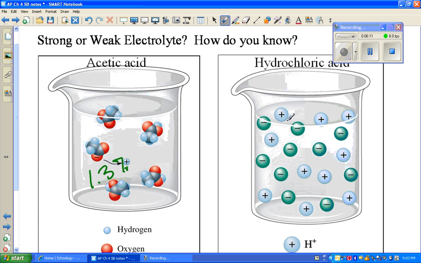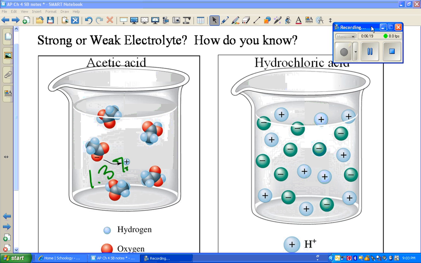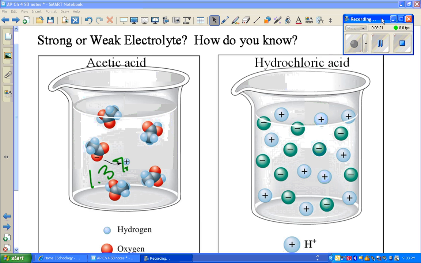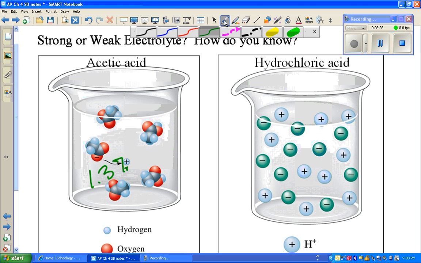Over here, this is a very, very strong electrolyte. Hydrochloric acid completely dissociates, and so you can say that 100% of this is going to dissociate. And so it's a very, very strong acid. What does that say about the bonds?